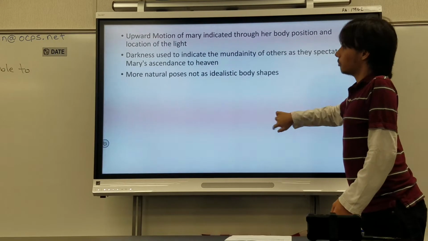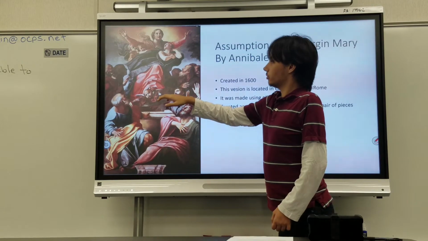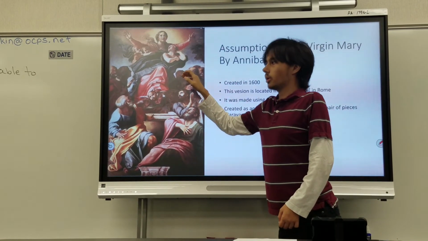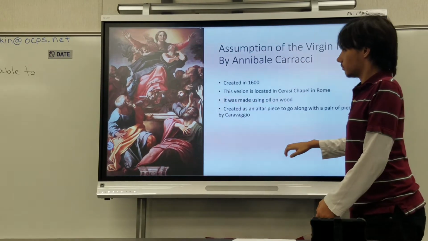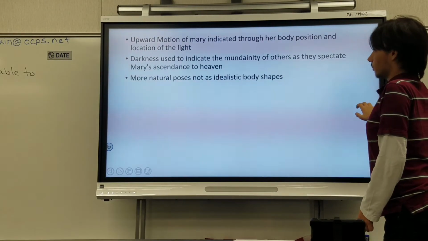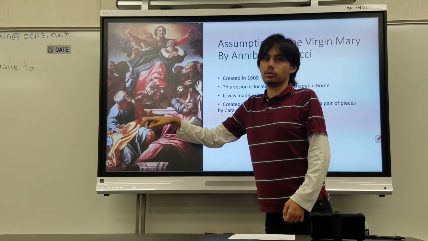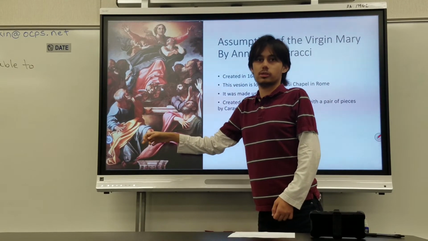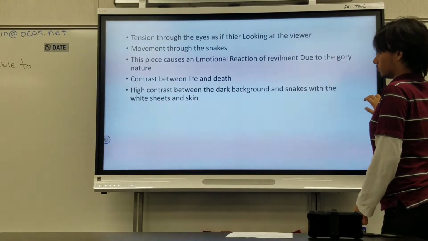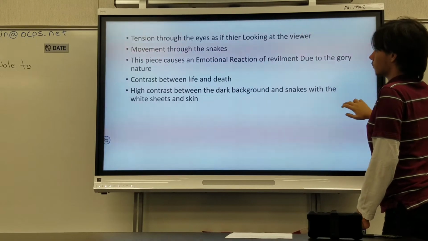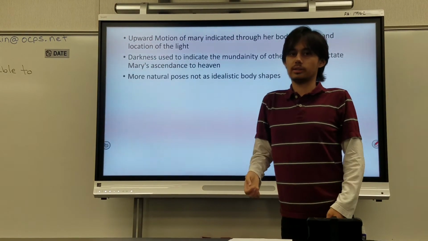It shows an upward motion of Mary through the way her body is leaning, and also through the placement of the light. And the darkness here is used to indicate the mundanity of the other viewers watching Mary ascend. And it holds a more natural body shape.